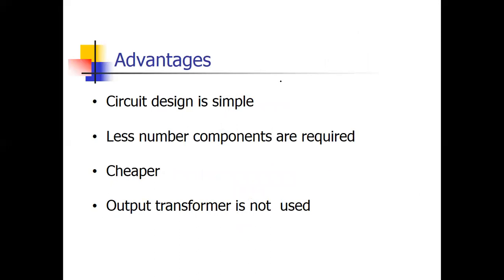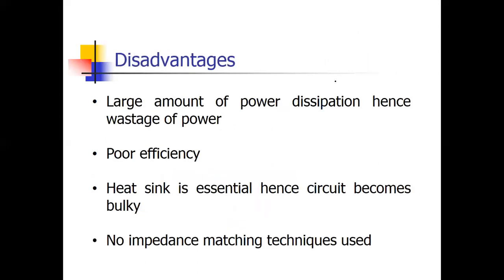Advantages: circuit design is simple, less number of components required, cheaper, and we are not using any transformer. Disadvantage: large amount of power dissipation, hence wastage of power. Efficiency is very low, only 25%. A heat sink is essential because the circuit becomes bulky, because a large amount of power is dissipating, that's why heat sink is required, and no impedance matching techniques are used here.